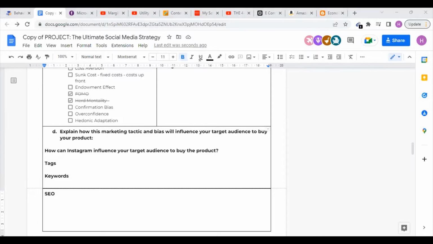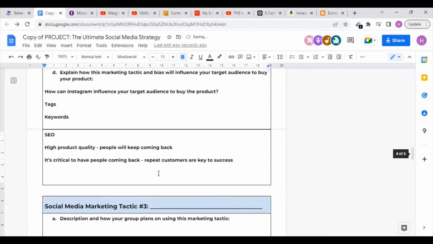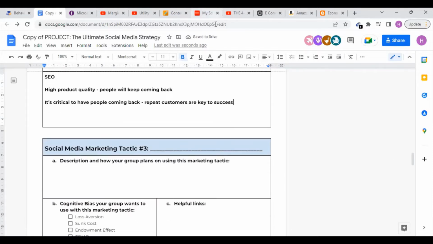Great job, Bossy. And Justin, if they like the service, they'll keep coming back. That's great. Yeah, that's very important. So with high product quality, people will keep coming back. It's critical to have people coming back. Key customers are key to success. That's great, Waseed and Justin. That's excellent. Yeah, great job, both of you. And awesome work.